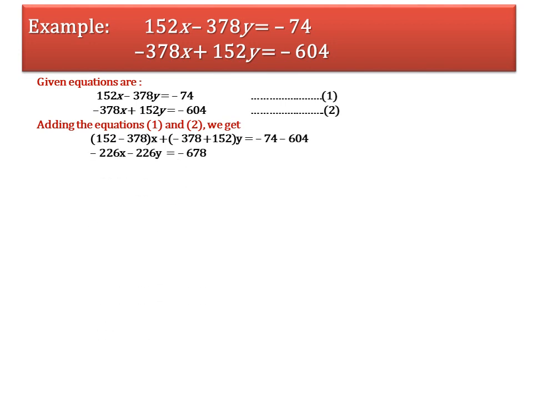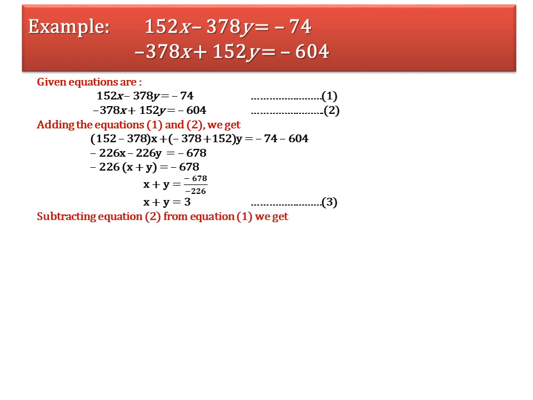After solving, we get minus 226x minus 226y equals minus 678. As on the left side minus 226 can be taken as common, this equation takes the form minus 226 into (x plus y) equals minus 678. Dividing both sides by minus 226, we get x plus y equals minus 678 divided by minus 226. After solving the fraction, we get x plus y equals 3. Now it is our equation 3.